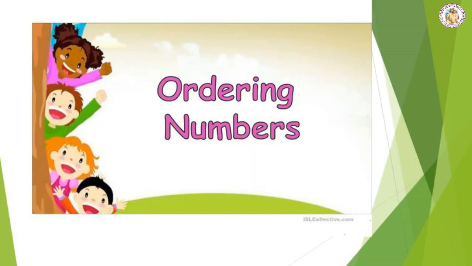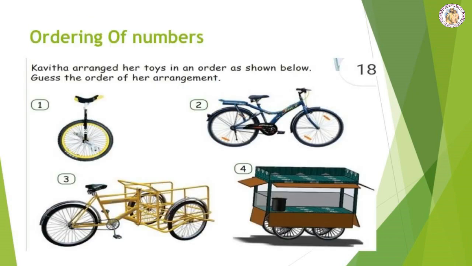The next topic we are going to see is ordering numbers. For this, the illustration is given. See this. Kavita arranged her toys in an order as shown below. Guess the order of her arrangement. Yes, she has arranged her toys according to the wheels. So one wheel, two wheels, and the tricycle has three wheels, and the last one is the vehicle having four wheels. So she has arranged the toys according to the number of wheels.